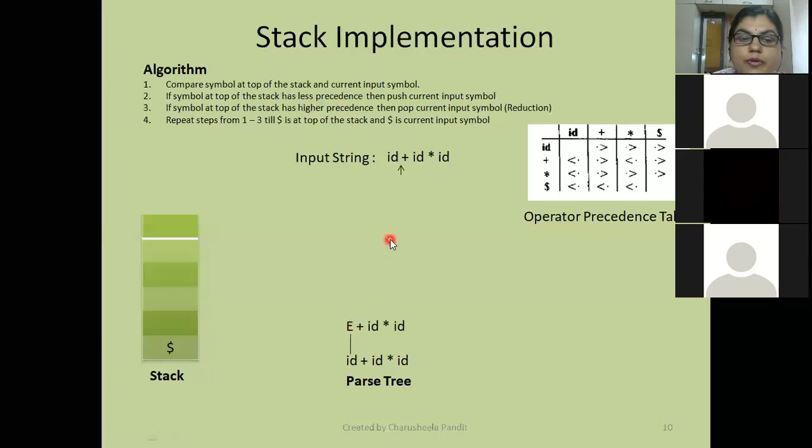Right? Now compare your plus and dollar. So dollar and the plus. Dollar is having less precedence, so push. After pushing, compare plus and ID. Plus is having less precedence, so what will you do? Push.